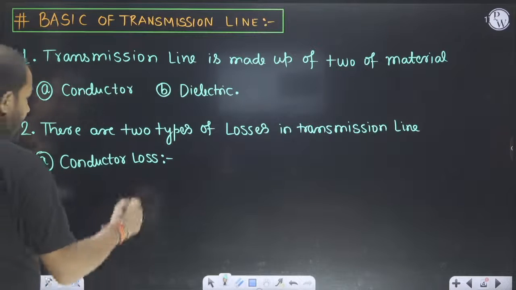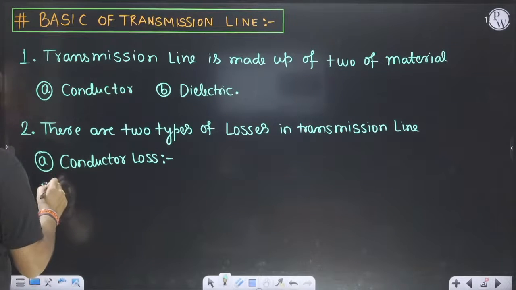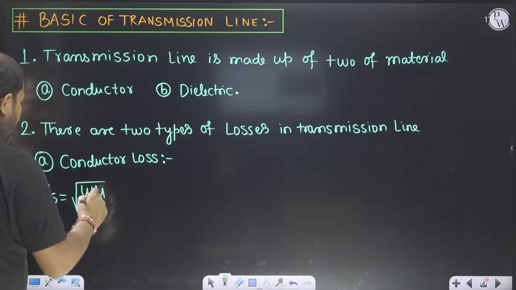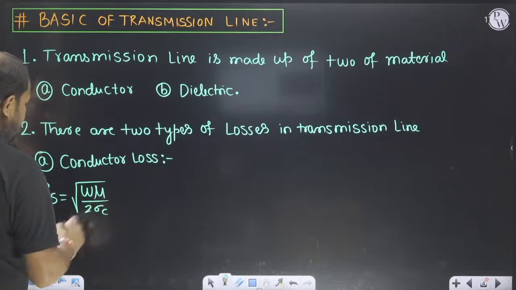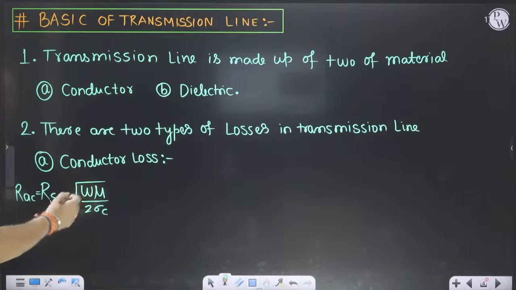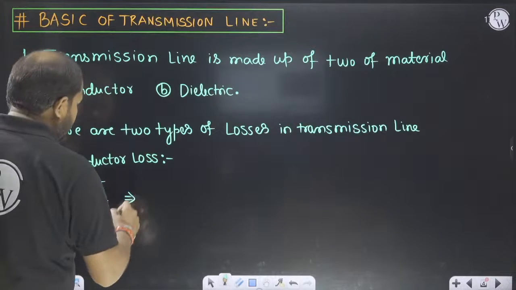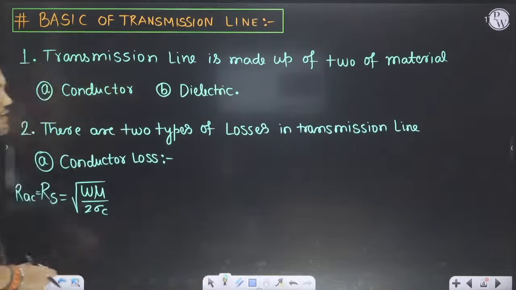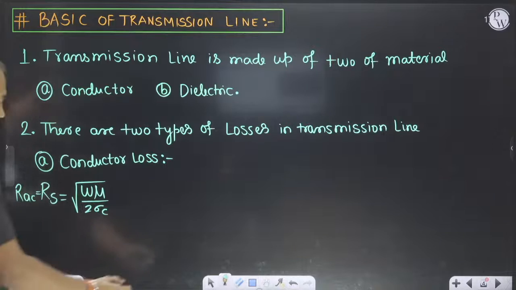So I can say that there is a surface resistance. What is the surface resistance? The formula of surface resistance is under root omega mu upon 2 sigma. This is also known as AC resistance. As we know, there are 3 types of conductors. The first one is perfect conductor, the second one is good conductor, the third one is poor conductor. I am going to tell you everything.